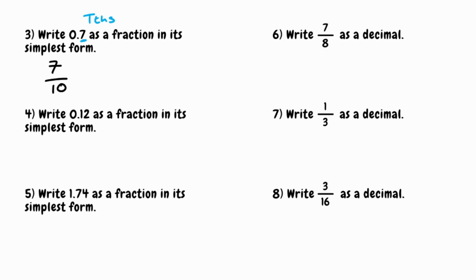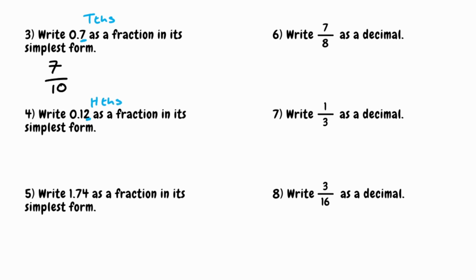Okay, for this next question, we want to write 0.12 as a fraction, again in its simplest form. So again, the first thing we're going to do is look at the place value of the final digit, which in this case is a 2. Well, we can see that that 2 is actually in the hundredths column.